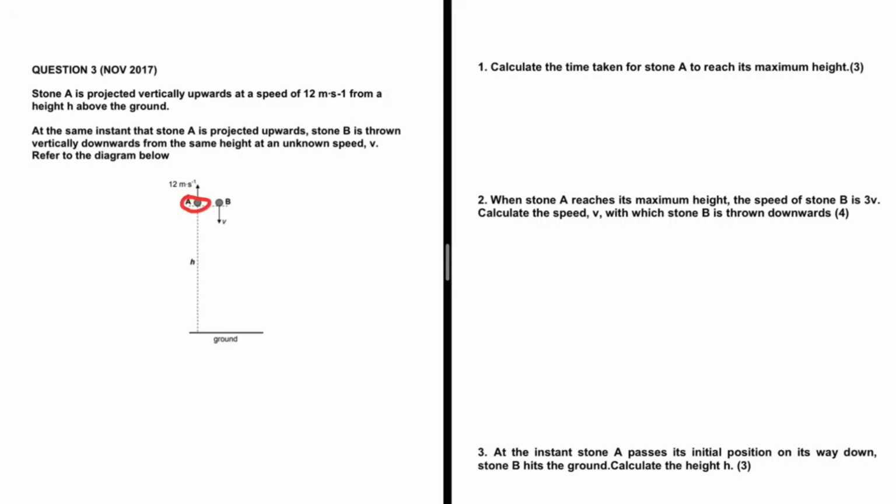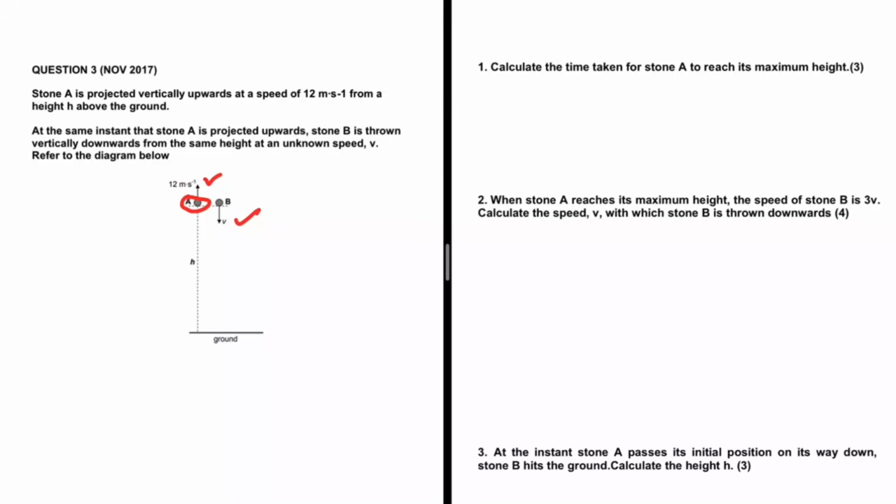We have a stone A which is projected vertically upwards with a speed of 12 meters per second from a height h above the ground. At the same instant that stone A is projected upwards, stone B is thrown vertically downwards from the same height, at an unknown speed v downwards, as you can clearly see from the sketch. So that is the information we have. The question, calculate the time taken for stone A to reach its maximum height.